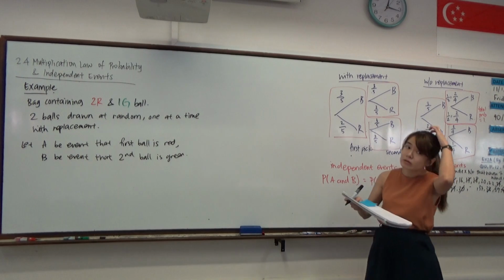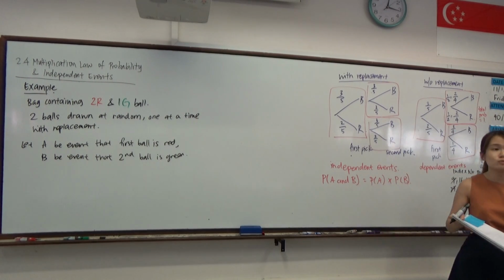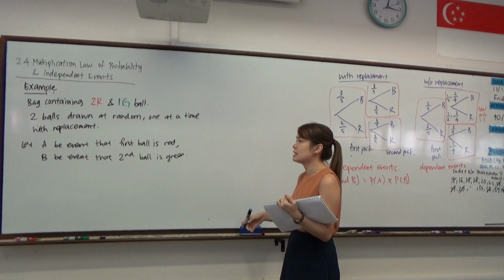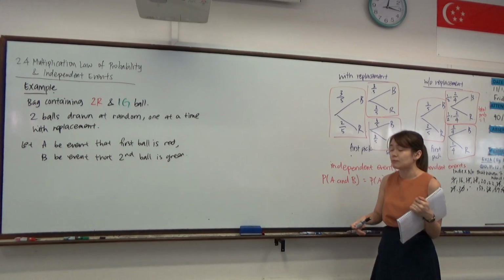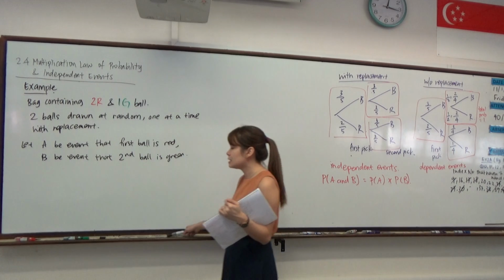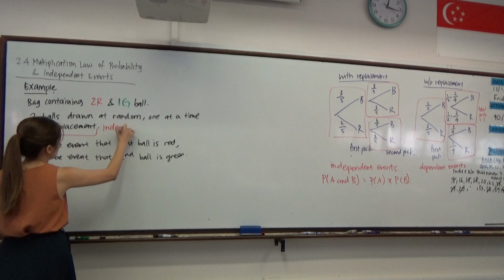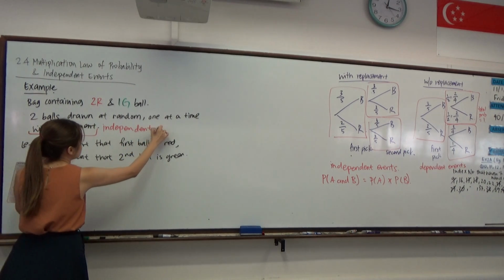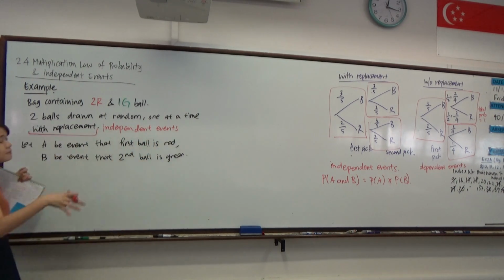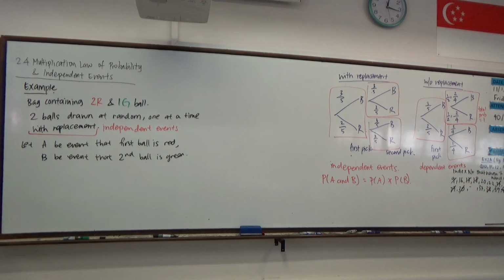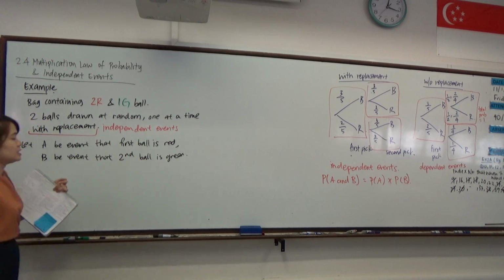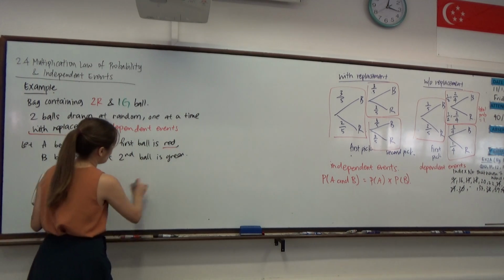So we will consider having this bag that contains 2 red and 1 green ball. So 2 balls are being drawn at random, 1 at a time, and there is replacement. So with replacement, that means that it will be considered as independent events, because the second pick's probability is not affected by the first pick. So we let A be the event that the first ball is red, and then B be the event where the second ball is green.